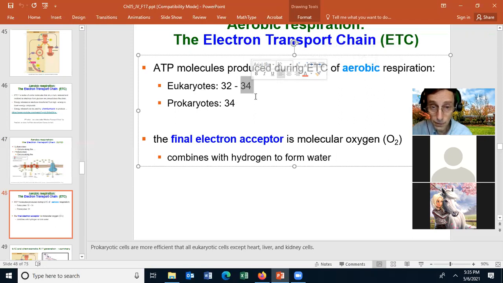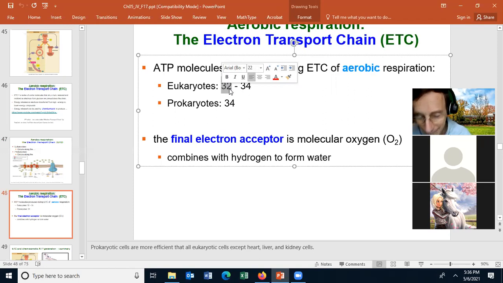Why do you think your heart, your liver, and your kidney are more efficient at producing ATP than, say, a cell in your nose or a cell in your skin? So I would say because the heart, liver, and kidneys work a lot more. Yeah, they're always working, assuming you're alive, and so they're more efficient.